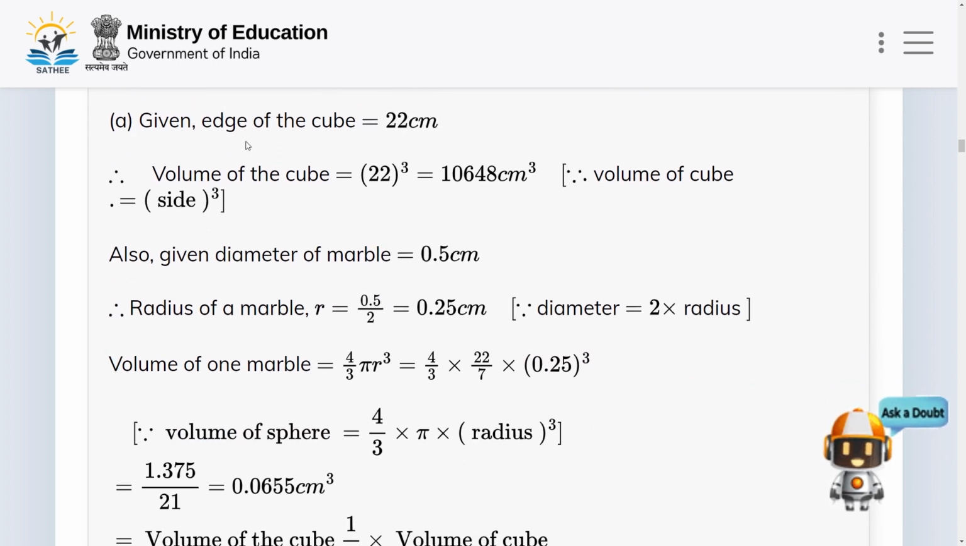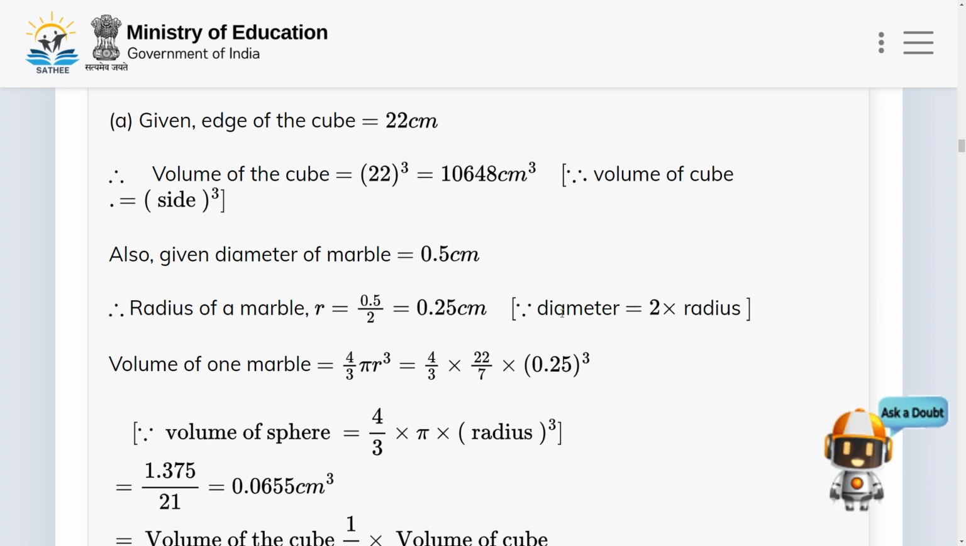Here the given edge of the cube is 22 centimeter, and therefore the volume of the cube is, we know, side cubed. So here the side is 22 centimeter, that is, the edge of the cube is 22 centimeters. So the volume of the cube is 22 cubed, that is equal to 10648 cm³. Also given is the diameter of the marble, that is 0.5 centimeter. Therefore the radius of the marble is r = 0.5/2, that is equal to 0.25 centimeter.